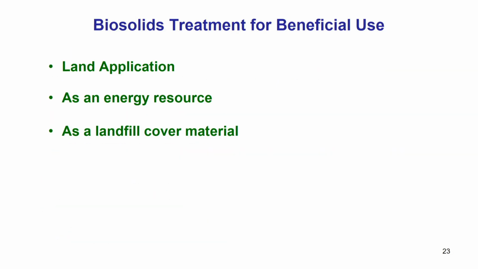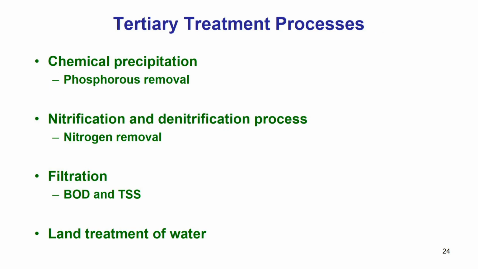So we can use it for land application as an energy source, if the digestate or the product is, or compost, even compost is also produced here. If it is of low quality, then it can be used as a landfill cover material. Now I am talking in brief about the tertiary treatment process.